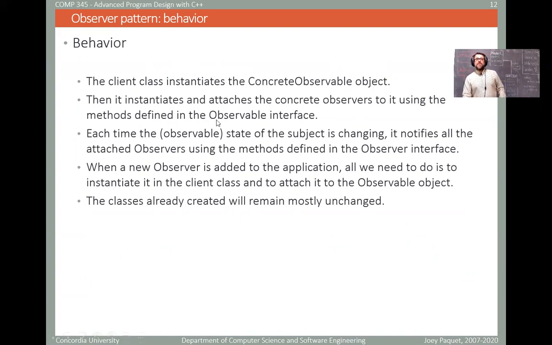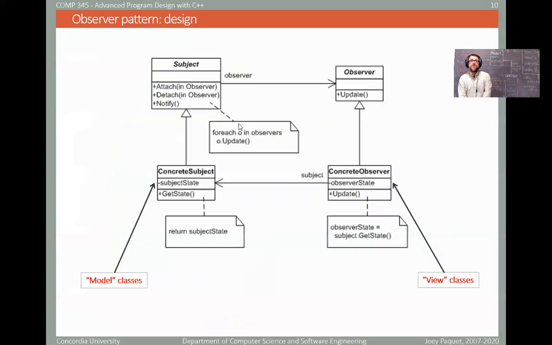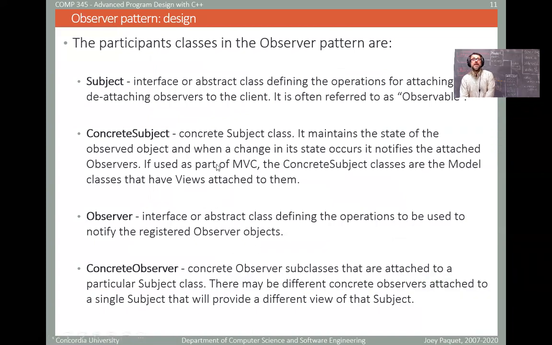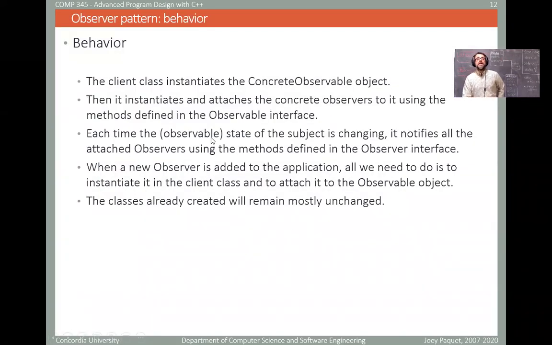It does that by using the methods that are implemented in the observable interface. The observable interface is this one here. Yeah, that's another terminology. Observable and subject are essentially the same. Sometimes observable is used, sometimes subject is used. The official term of the observer pattern is the subject. There is in Java, or there used to be in Java, an observer pattern which was using observable and observer.